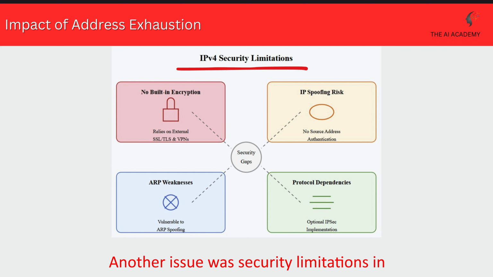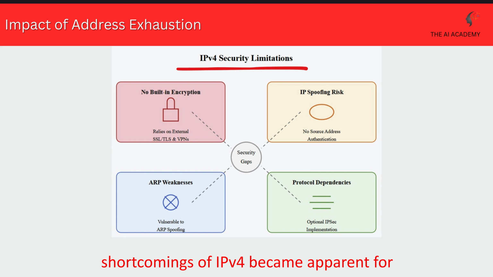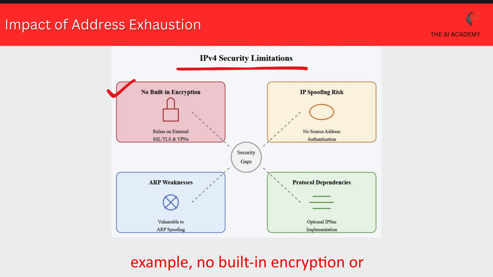Another issue was security limitations in IPv4 compared to IPv6. IPv4 was developed in the 1980s, primarily for research purposes, with limited attention to security. As the Internet evolved, the security shortcomings of IPv4 became apparent. For example, no built-in encryption or authentication. IPv4 does not natively support encryption or authentication, making it reliant on external protocols like SSL/TLS and VPNs to secure communications. This adds complexity to securing IPv4-based communications.